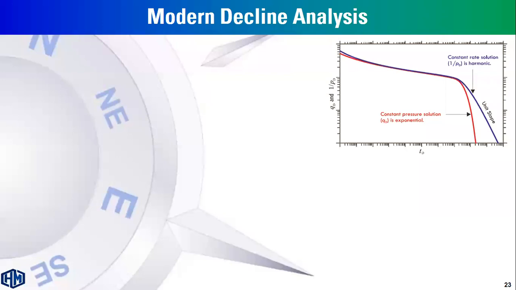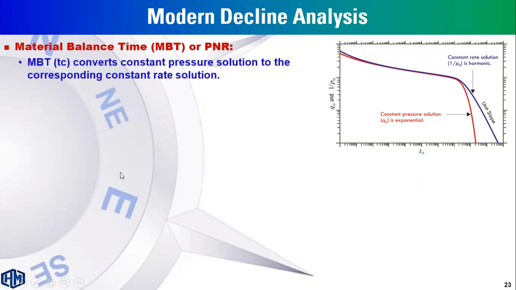So in modern decline analysis, we have a new definition, which is the material balance time, and what we call PNR, the pressure normalized rate. Simply, the material balance time is a parameter that will convert the constant pressure solution to the equivalent constant rate solution, which is the fundamental for pressure or rate transient analysis.